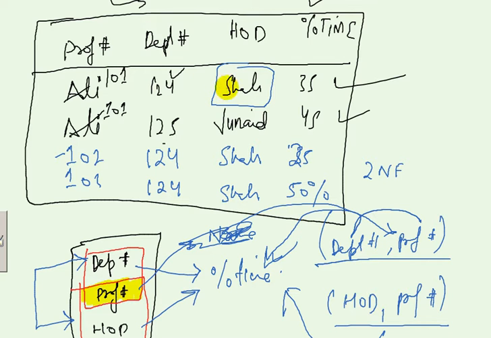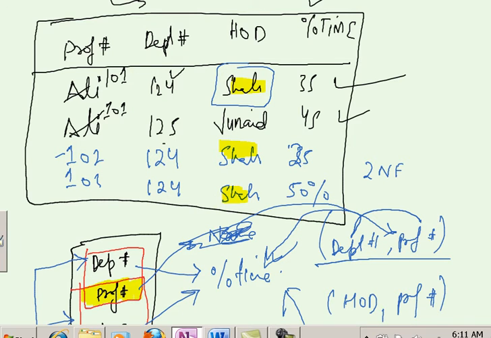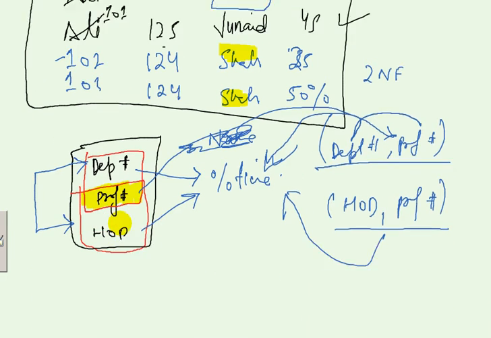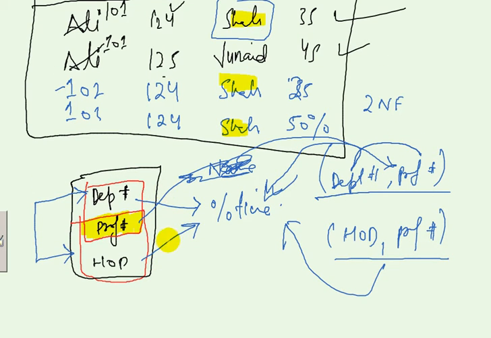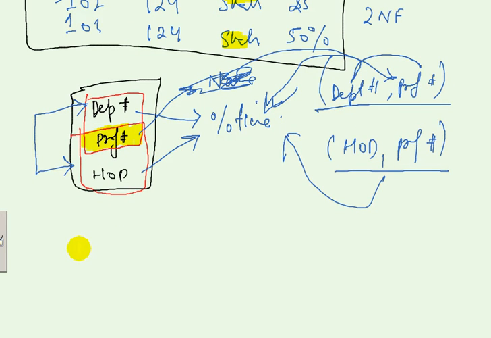I have to change it in many places, because many, many professors could be in that department. Now it has a problem, because of these situations, it still has a redundancy. Does it make sense or not? It does, still has a redundancy, because of this situation, because I'm having a situation that I'm having, number one, I'm having two composite keys.